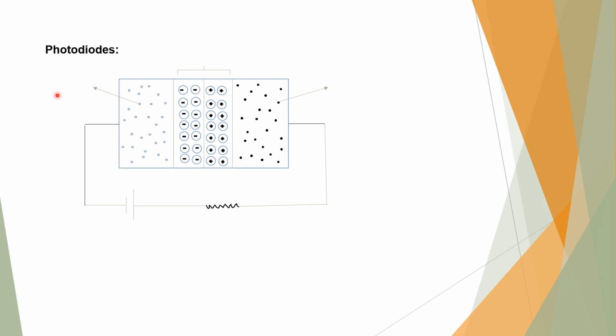Next, we will study about photodiodes. This is the image of a photodiode. It consists of a depletion layer, a p side and an n side. The p side has holes and the n side has electrons, and there is a battery and also a resistor. This resistor will limit the current that is flowing through the circuit, which avoids damage to the photodiode.